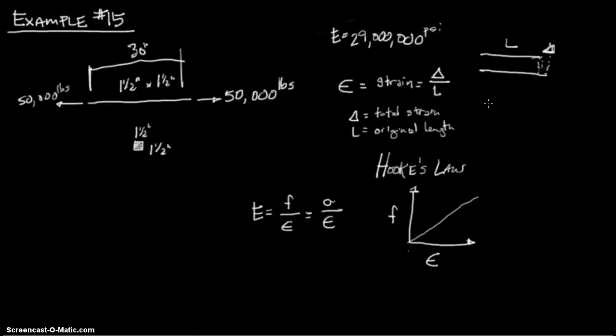Let's say that you have a 10-inch bar, and then you stress it, or you put a load on it, and it ends up going to 10.1 inches. So your strain will be 0.1 over 10 inches, which equals 0.1 divided by 10, which is 0.01. So your strain will be 0.01. Hopefully that makes sense.